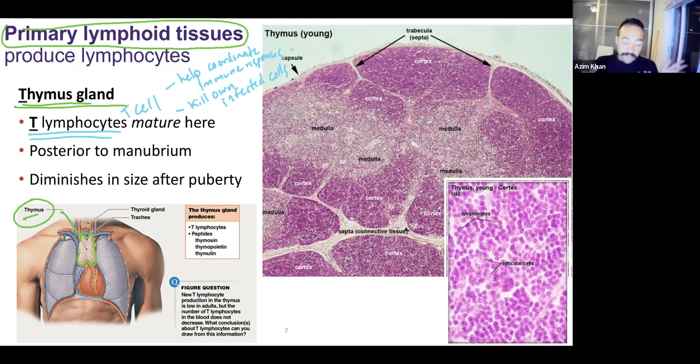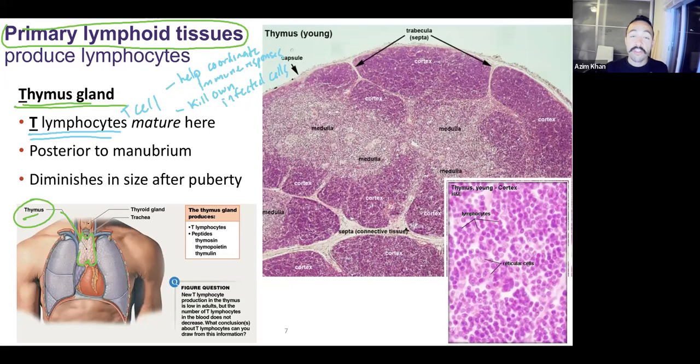The thymus gland is just posterior to the manubrium, sitting on top of the heart, superior to the heart. It is most active when you're younger. As you age, it's pretty much done doing its work. So in your youth, this is a critical time for developing immunity, in most people, with some exceptions.